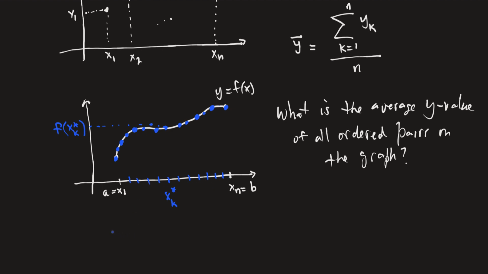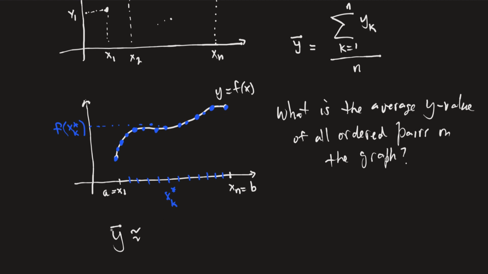Let me go ahead and switch back to white. So the average value is now approximately equal. Well, what would we do? We would sum up all of these like we did over here and divide by however many. So if my partition is using 10 subintervals, then I would divide by 10. If it's using 100 subintervals, then I'll divide by 100.